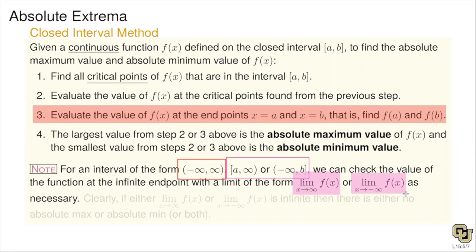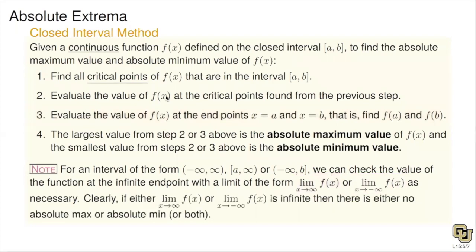If the limit blows up to infinity or negative infinity, then there's no absolute max. If the limit equals a fixed number, then we check, is that the largest number? Is that the smallest number? But if it blows up to plus or minus infinity, there are no absolute extrema.